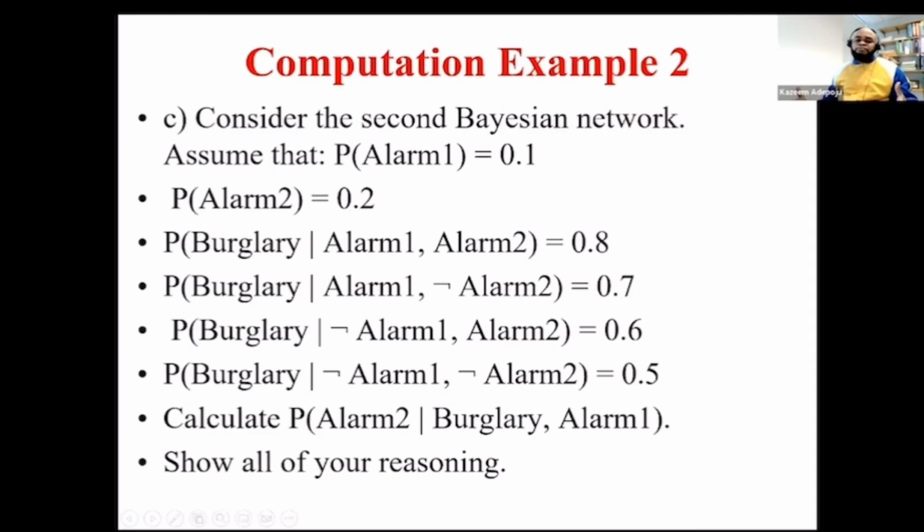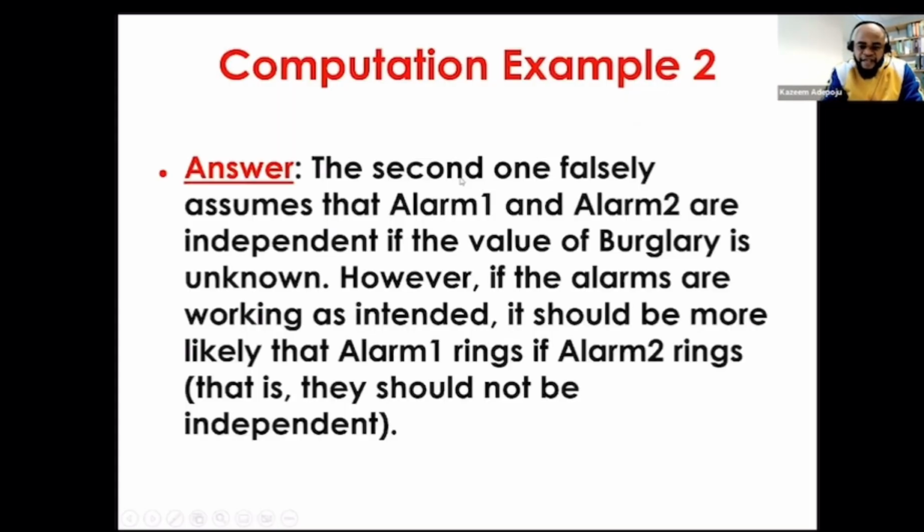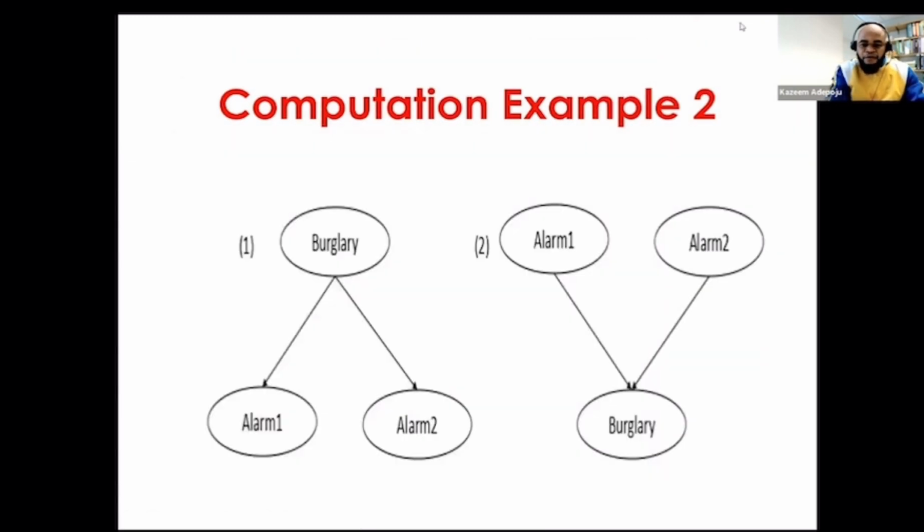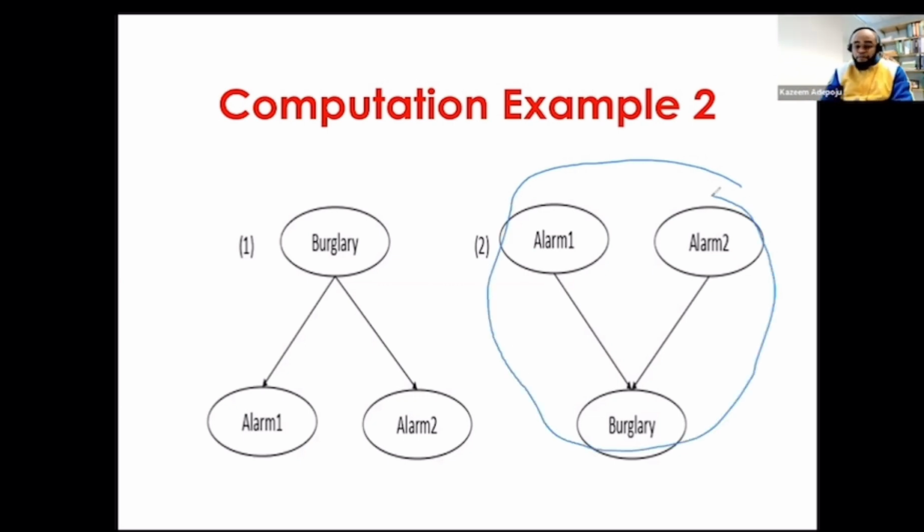Now, in the next question, it's asking you to consider the second Bayesian network. In the second Bayesian network, we want to consider this guy here. The second Bayesian network is saying burglary depends on alarm 1 and alarm 2. Alarm 1 and alarm 2 can actually stand on their own. They are not dependent on anything. Because of that, we can have a prior probability for each of them. And if we want to have it for burglary, we're basically going to have burglary given, you get what I mean? So let's look at the question.